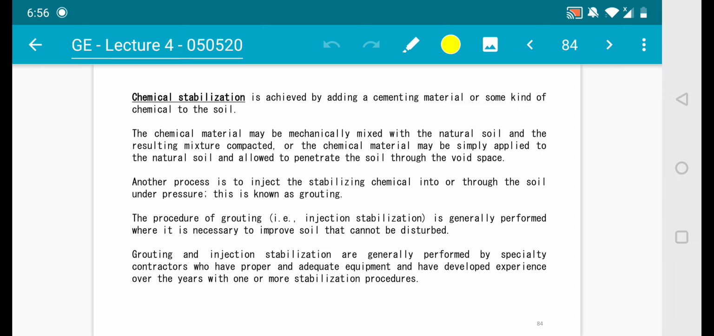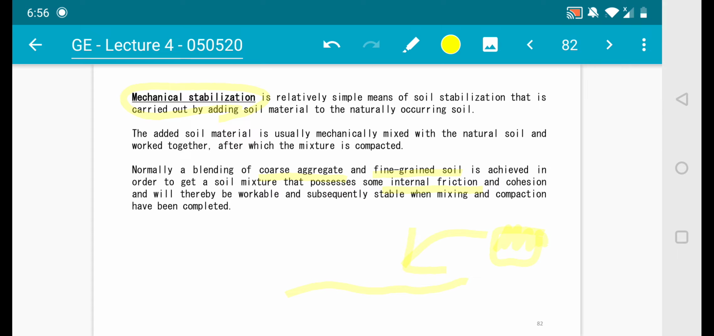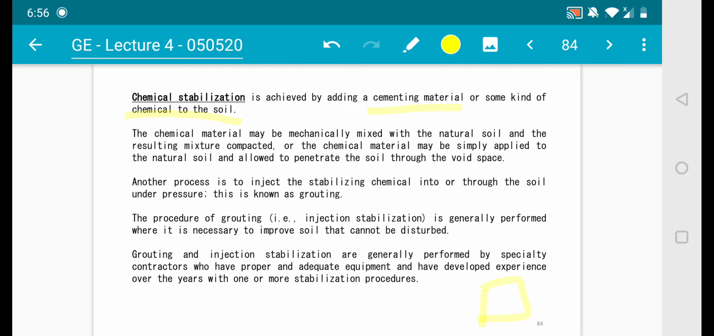The third one is chemical stabilization. This is achieved by adding cementing material or some kind of chemical to the soil. The chemical material may be mechanically mixed with natural soil and the resulting mixture compacted. Again, the same procedure as the mechanical stabilization, but this one uses chemicals. The chemical material may be simply applied to the natural soil and allowed to penetrate the soil through void space. Another process is to inject the stabilization chemical into or through the soil under pressure. This is known as grouting.